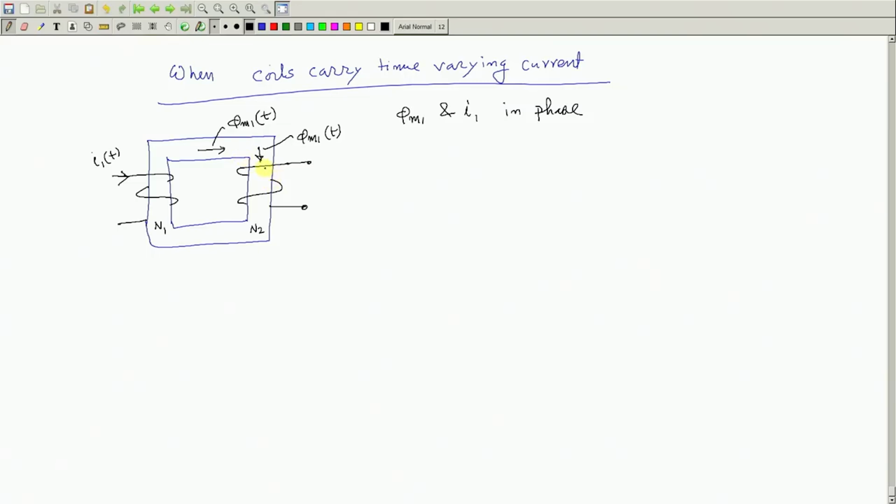Therefore, we expect that there will be some induced voltage in the second coil, is it not? That is what Faraday's law is. If in a coil, perpendicular to its section, there is a time varying flux, these two terminals will become a seat of EMF, and the value of this EMF will be N2 times the rate of change of flux, that is, N2 d phi M1(t)/dt. This will be the induced voltage between these 2 points.